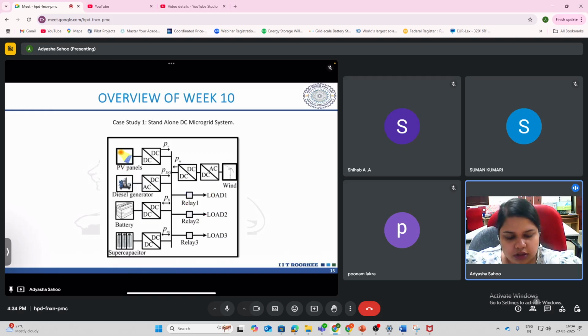This was the AC microgrid scenarios. Now we will see for an islanded DC microgrid. So you see this is the DC bus, and here you have connected the microgrid consisting of PV panels, DGs, batteries and supercapacitors connected through the respective converters. Here you also have wind, which is connected through AC-DC and then DC-DC converter. Then you have load.